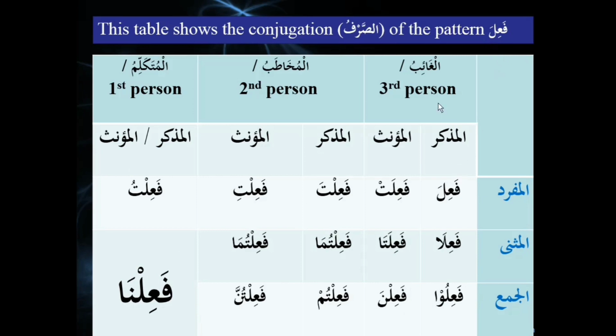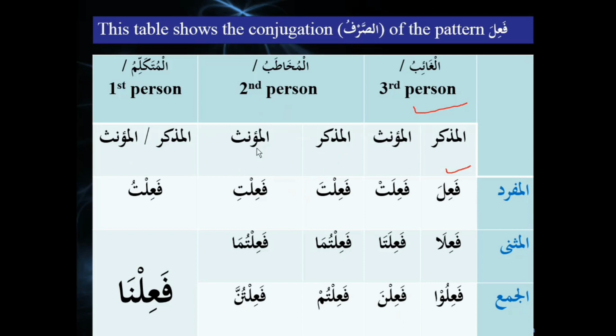So in the third person column we have 6 forms, 3 for muzakkar and 3 for muannas. The difference is only that here the second radical has kasra. Fa'ila, fa'ila, fa'ilu. For muannas, fa'ilat, fa'ilata, and fa'ilna.